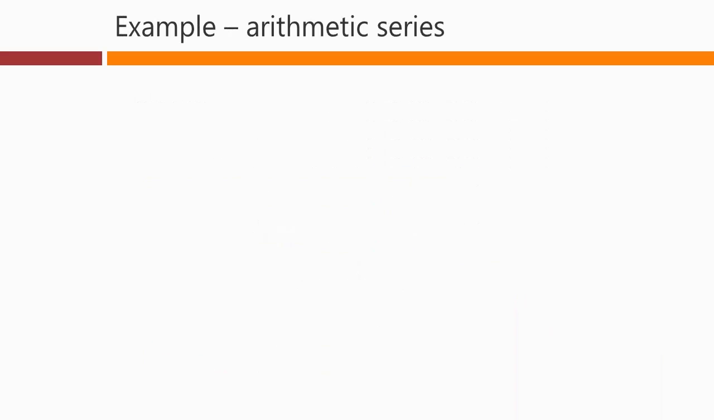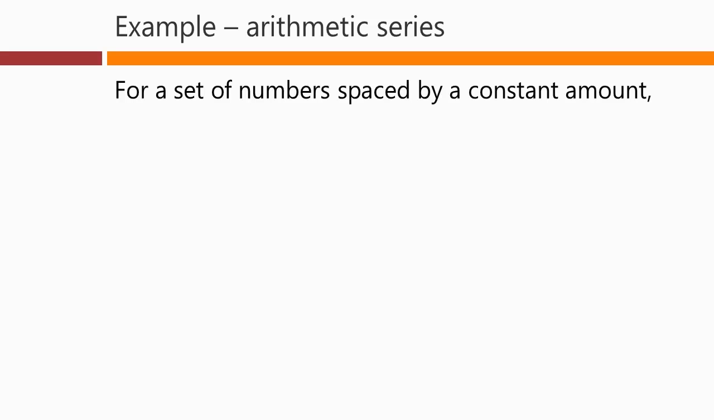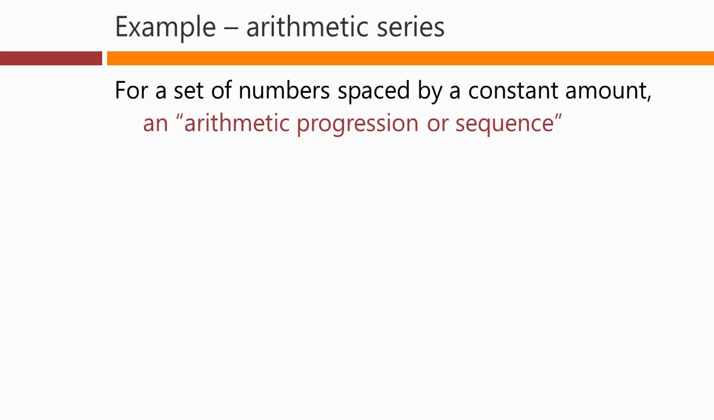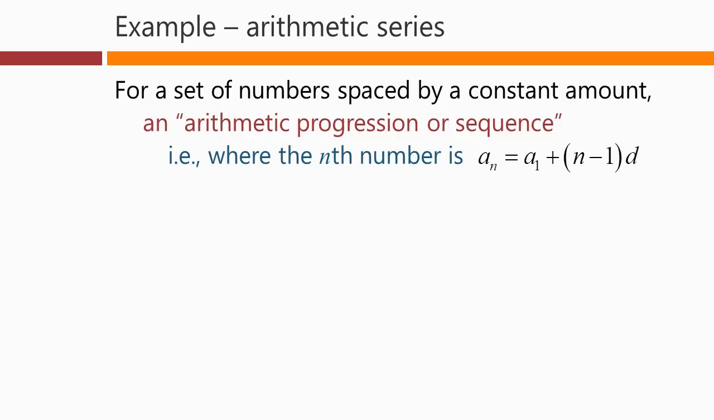As an example of the summation notation, let's look at an arithmetic series. If we have a set of numbers that are spaced by some constant amount from one to the other, we can call that an arithmetic progression or an arithmetic sequence. And for example, we might have a way of writing this, which would be classic for the terms in an arithmetic series, where the nth term in the series is the first term in the series plus n minus 1 times the separation between the terms.